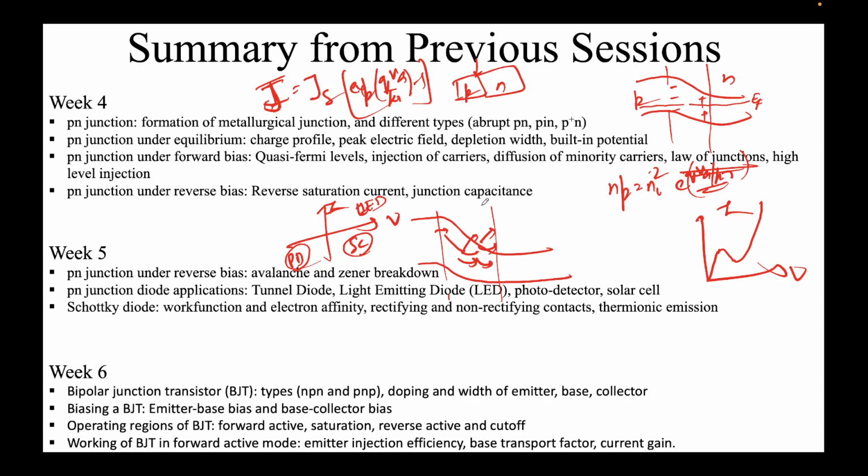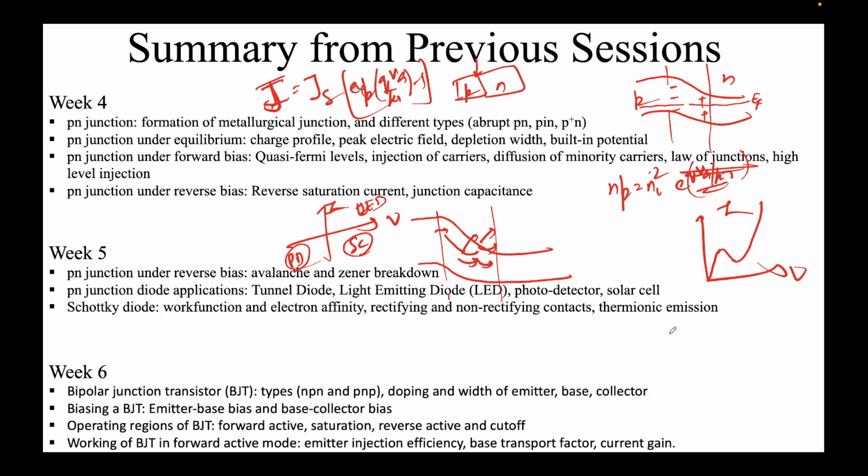Of the two flavors, we saw NPN and PNP in the last session, and we saw how the doping and width of the three regions, emitter, base, and collector, are important in order to have efficient working of a BJT. Then we saw there are four modes of biasing a BJT.